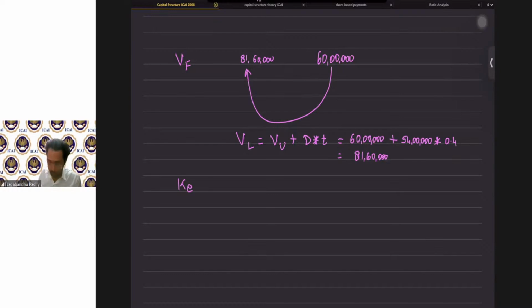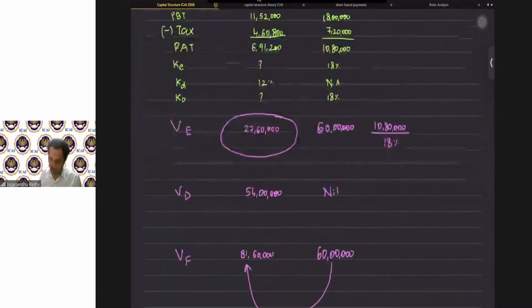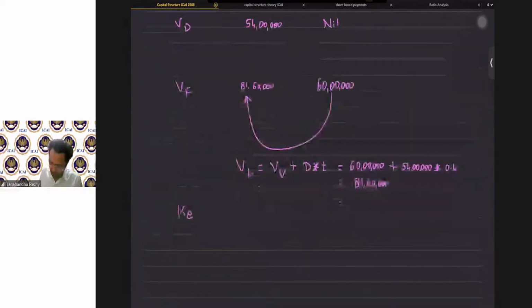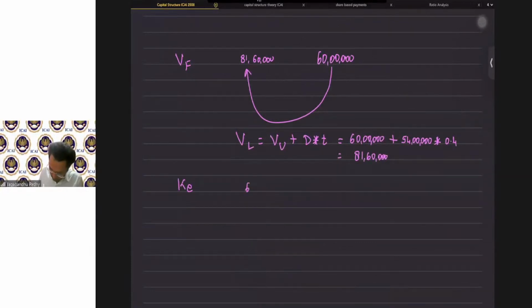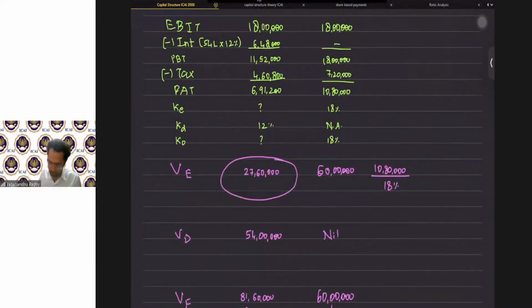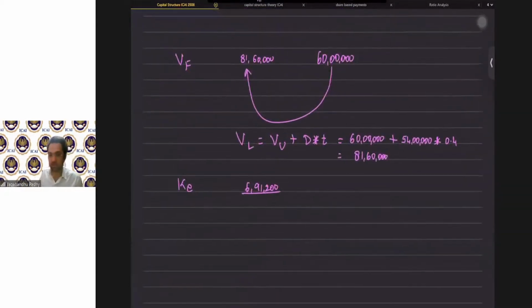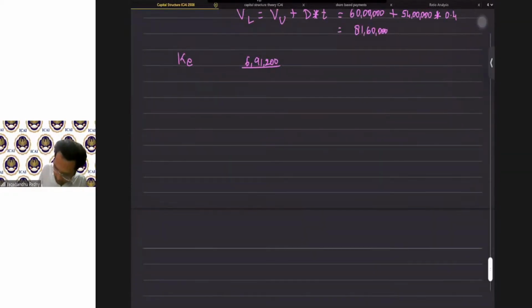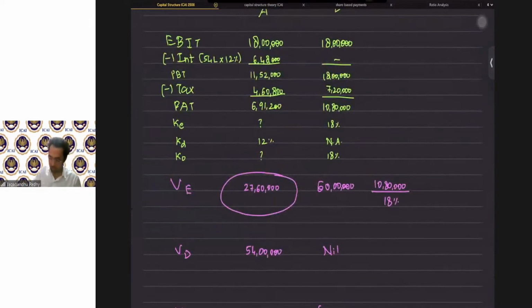Now the cost of equity can be simply computed as whatever is your PAT, which is 6,91,200, divided by 27,60,000. So what's the cost of equity? 6,91,200 divided by 27,60,000, which is 25.04%. We have the cost of equity calculated.